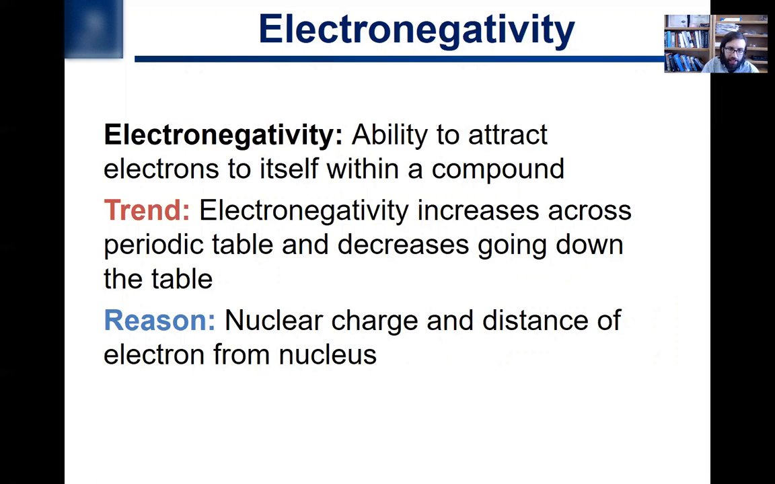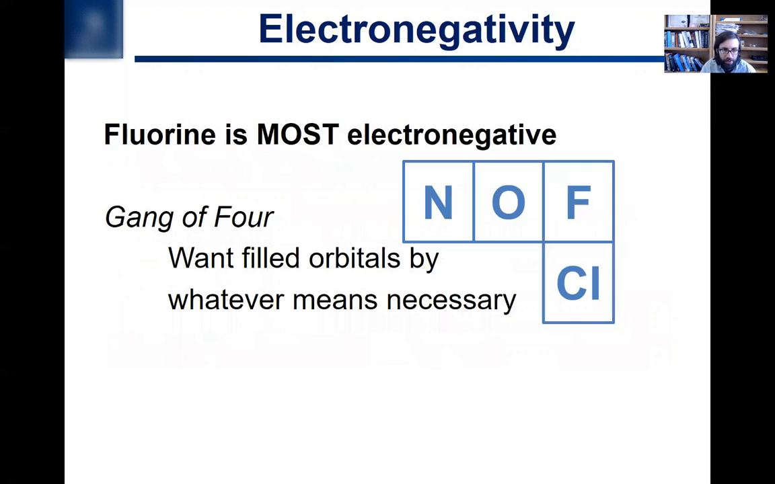And the trend is that electronegativity increases across the periodic table and decreases going down the periodic table. And this has to do with the effective nuclear charge and the distance of the electron from the nucleus, sort of like before. So the top right corner of the periodic table, excluding the noble gases, has the elements with the highest electronegativity. So nitrogen, oxygen, fluorine, chlorine. Sometimes these are called the gang of four.